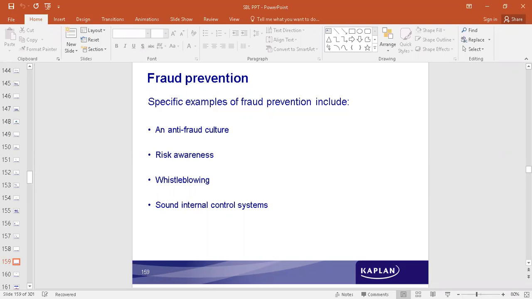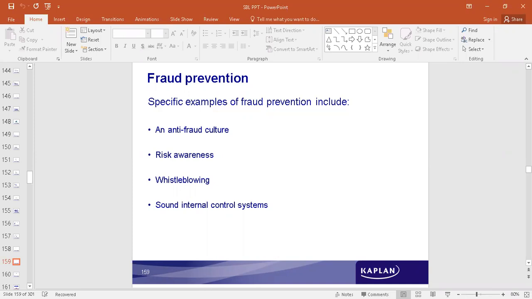Whistleblowing is gathering the information without necessarily disclosing the identity of the individual providing the feedback.